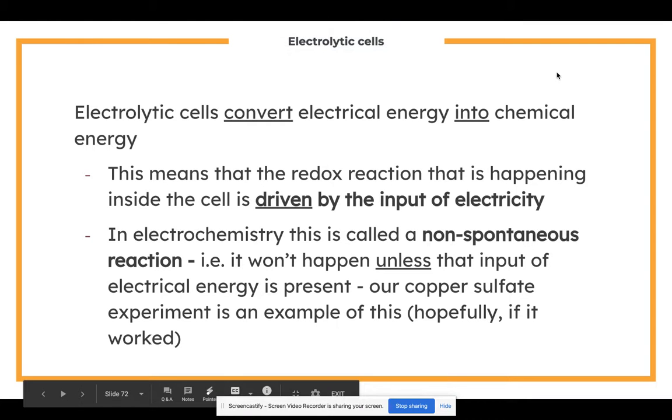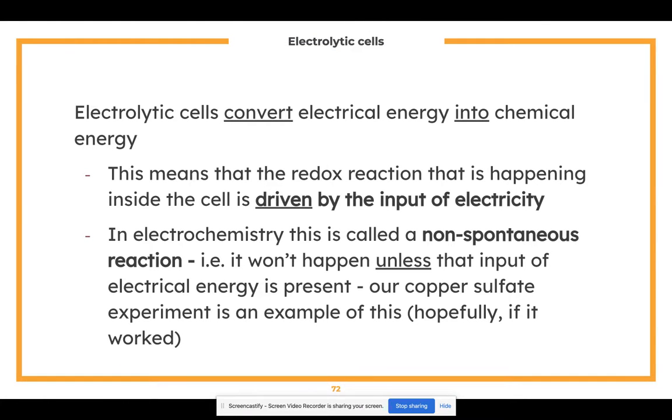Okay, so following on from the previous video, a reminder that electrolytic cells are a type of cell that convert electrical energy from the battery that's connected to the device into chemical energy, or driving that reaction to occur. So without that input of electrical energy, we will not see any redox reaction happen inside an electrolytic cell. It must be connected to a power source in order for something to occur.